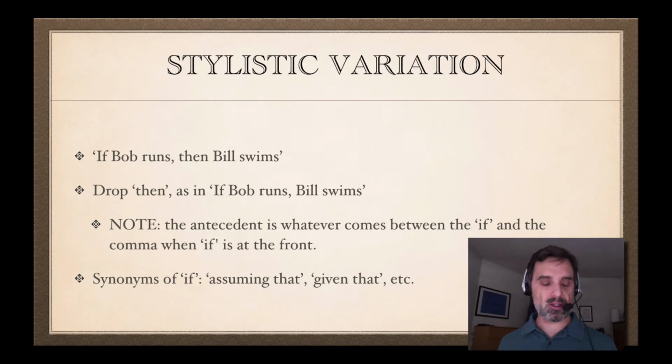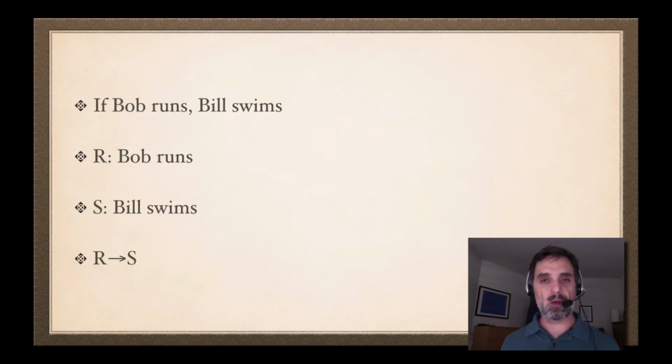And another way of saying the same thing as if Bob runs, then Bill swims, is you could say assuming that Bob runs, Bill swims. Or given that Bob runs, Bill swims. So you could use synonyms for if. There are two other stylistic variants that we want to understand, but before I do that, we just want to make sure we can symbolize if Bob runs, Bill swims.